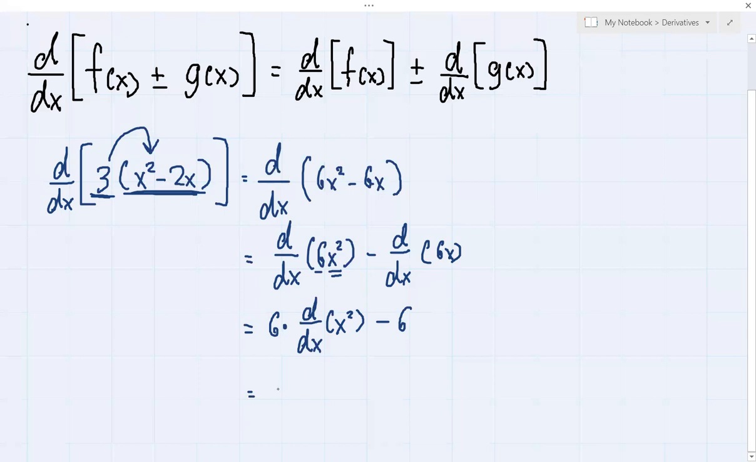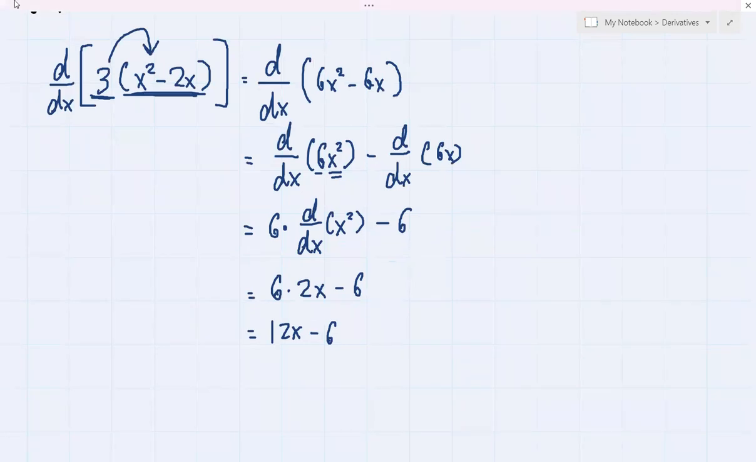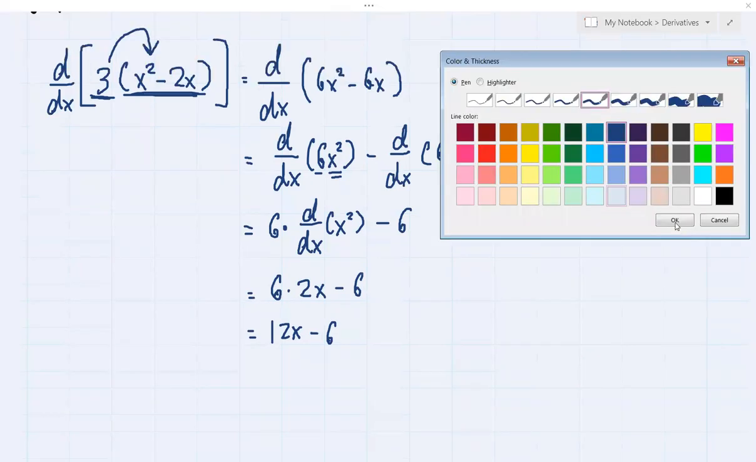Now, kunin natin yung derivative ng x squared. So in here, derivative ng x squared, we will use power rule. So bring down the exponent, copy the given, then yung exponent sa taas, i-subtract mo ng 1. So 2 minus 1 is 1 or x lang siya. Then copy the other term. 6 times 2x is 12x minus 6. Okay? So anong sagot natin dito?